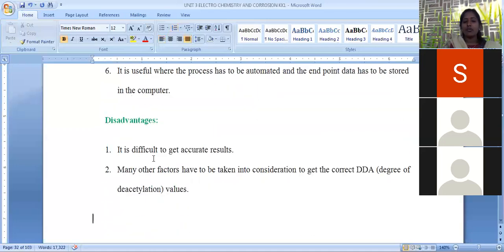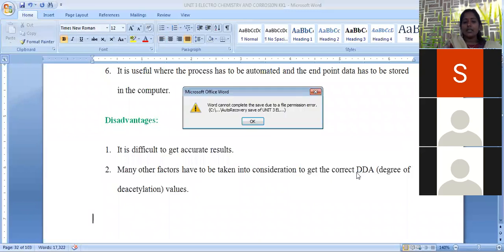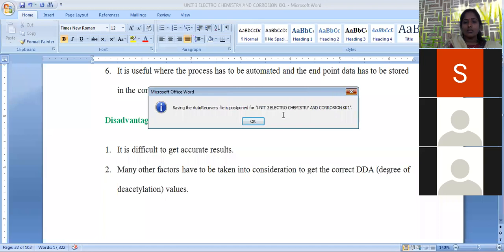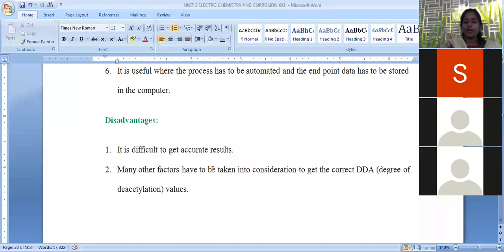Disadvantages: we have very few disadvantages in using potentiometric titration. Accurate results are obtained, but the instrument should be properly calibrated initially, and many other factors also influence this. To get correct EMF values by using this potentiometry, the instrument should be in proper condition.